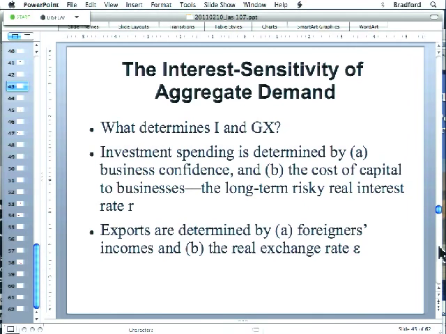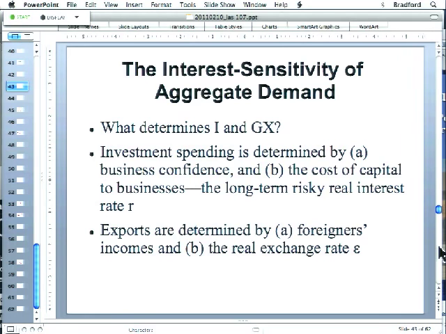And the first term is going to be this I0 term, this business confidence term. This term that says that businesses will spend more when they're more confident about the future. That's what the 0 means. It's a baseline that depends on confidence. And then minus this I sub R delta R term, minus the sensitivity of business investment spending to the real long-term risky interest rate, times the deviation of the real long-term real interest rate from whatever your baseline is.